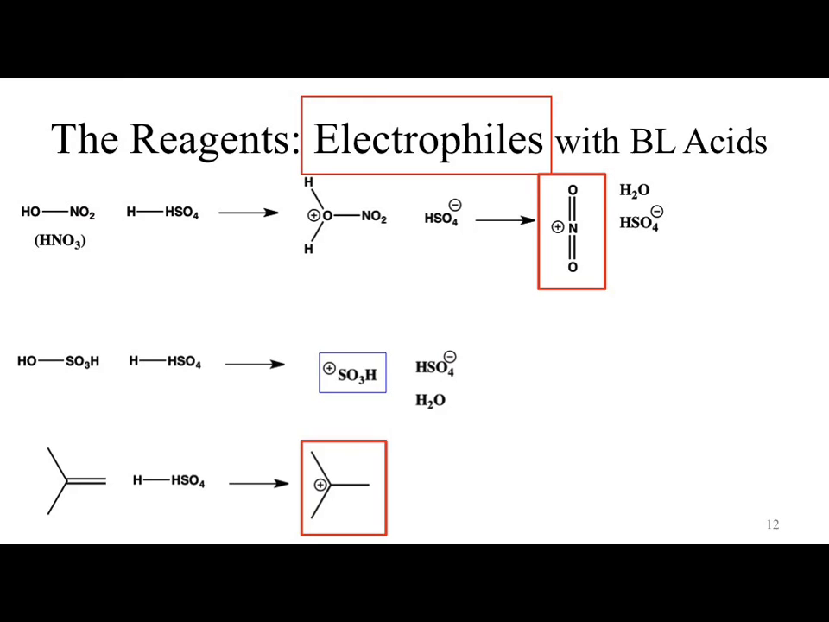The less commonly questioned one, but you could get credit for this on exam 3, was using sulfuric acid and an aromatic ring.